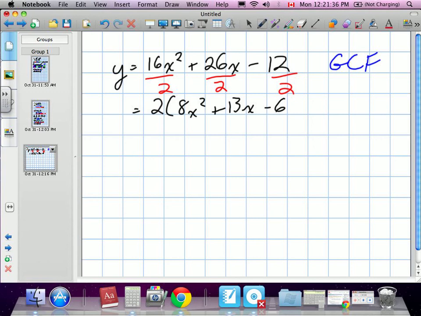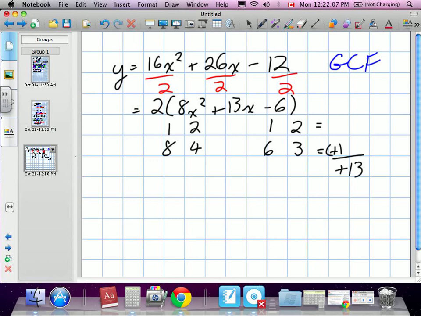Now that I've taken that out, I need to factor the brackets. And we're going to use two methods to factor the bracket. First way, we'll do Tonani's method, then we'll do decomposition again. In the Tonani method, we find the factors of the first term, which are 1 and 8, 2 and 4. And the factors of our second term, which are 1 and 6, 2 and 3. We know that their products need to add up to our b, which is 13.